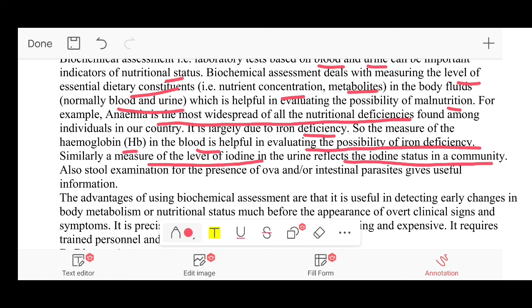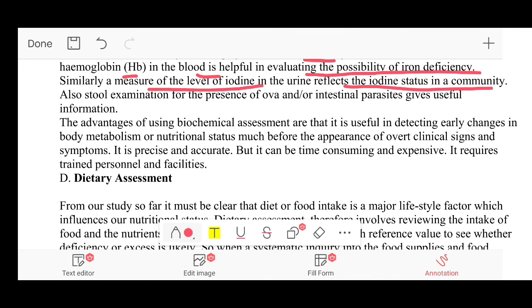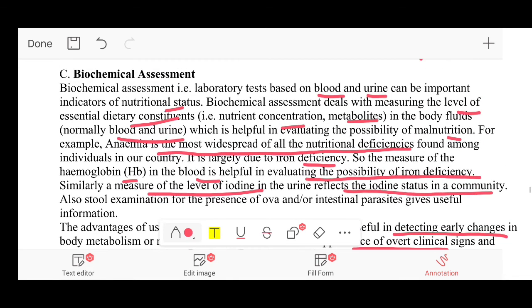Okay, the advantages of using biochemical assessment are that it is useful in detecting early changes in body metabolism or nutritional status much before the appearance of overt clinical signs and symptoms. It is precise and accurate, but it can be time consuming and expensive. It requires trained professionals, and facilities should be present there. Okay, so these are the biochemical assessments.